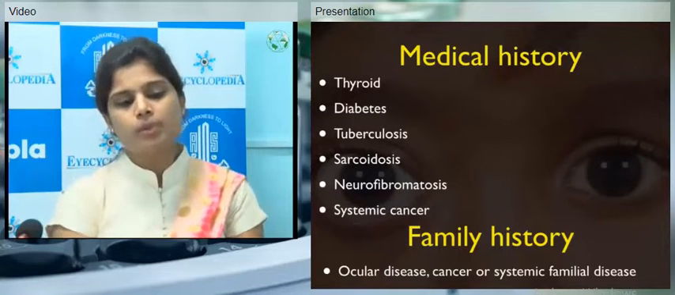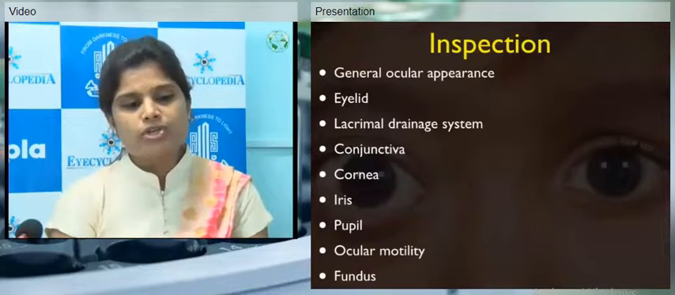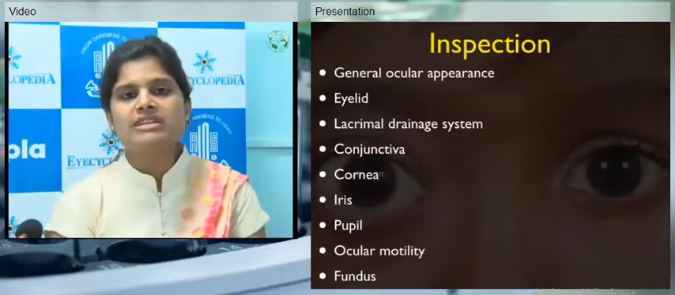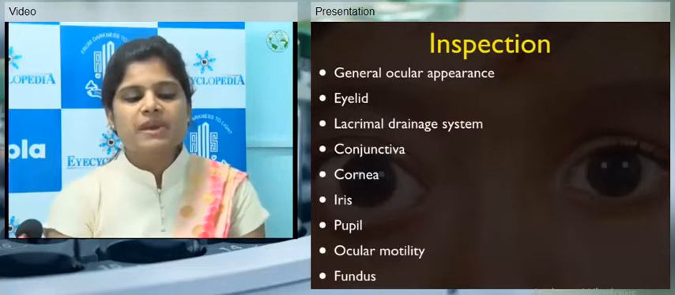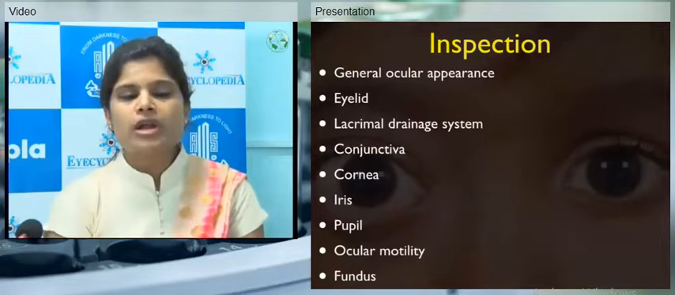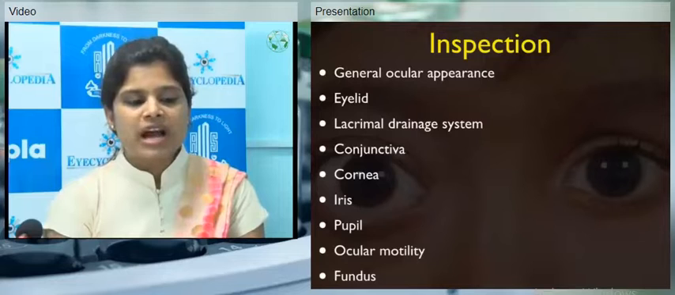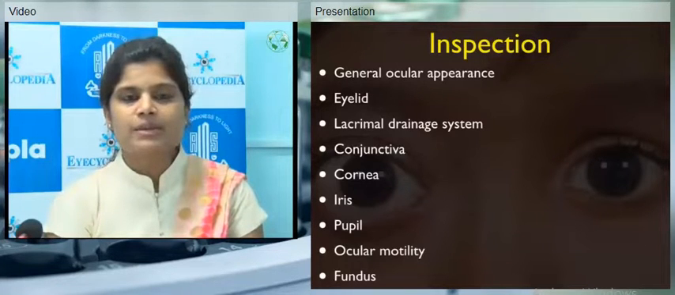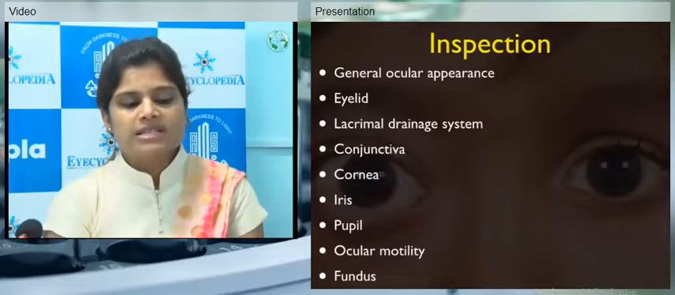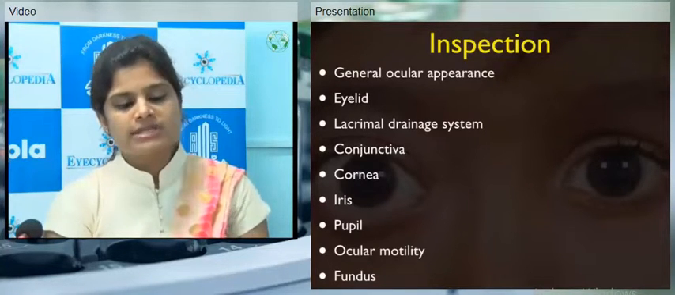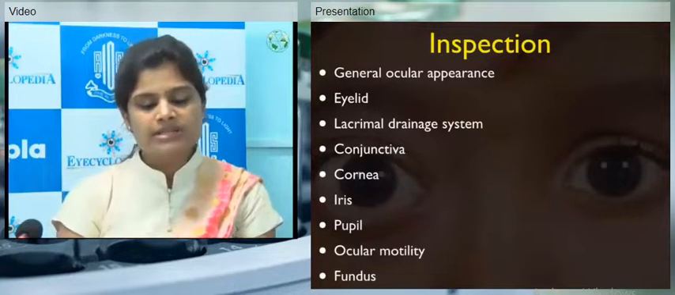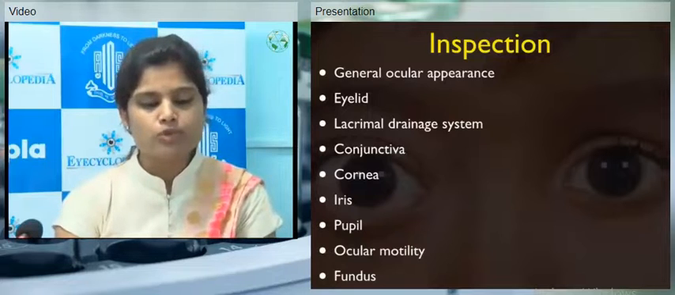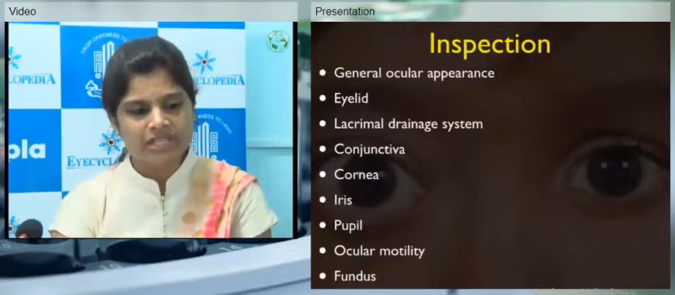Then coming to the proper evaluation of proptosis, it always starts with inspection. The inspection starts with the general ocular appearance, then you inspect the eyelid, the lacrimal drainage system, the conjunctiva, cornea, iris, pupil, look at the status of ocular motility, and then important is the fundus examination. So we'll come to the importance of each of these.